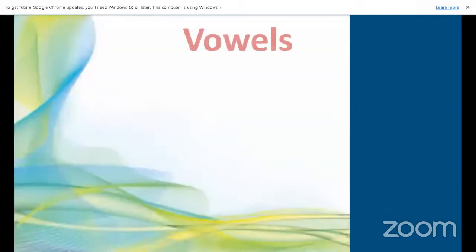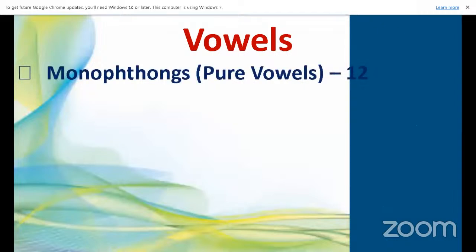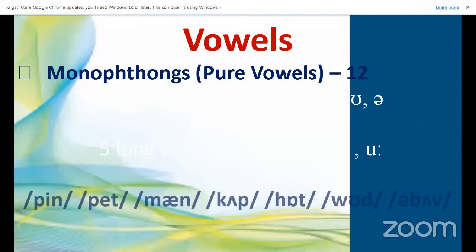Right. Now we are coming to the vowels. Monophthongs are also called pure vowels. Why are they called pure vowels? Tell me. Single vowel. Very good, participating. Because they have no other sound along with it, isn't it? And how many monophthongs are there? 12. Very good.